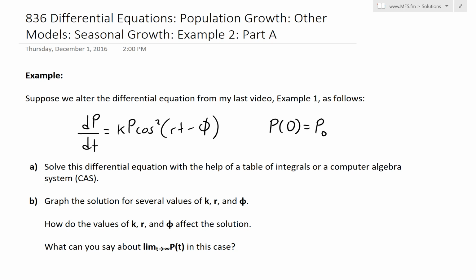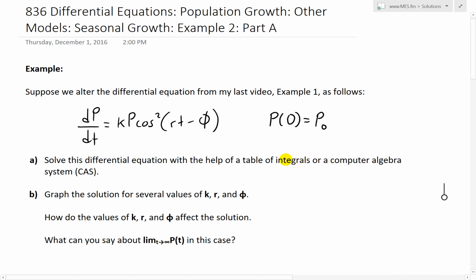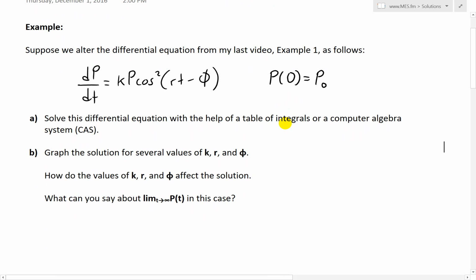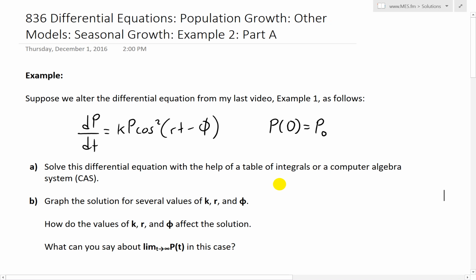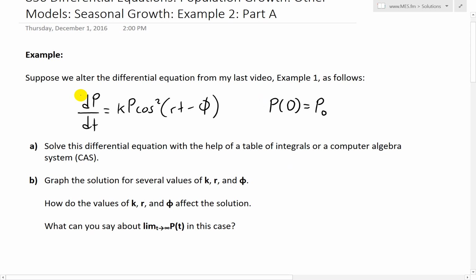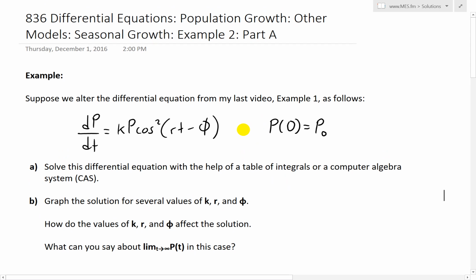Today we're going to discuss further the seasonal growth models for population growth in the series on differential equations. I'll look at example 2 of the seasonal growth video series, part A of it, and part B I'll do in a next video, so stay tuned for that. Basically, we're going to modify the last model that I went over in example 1. So let's go over the example.